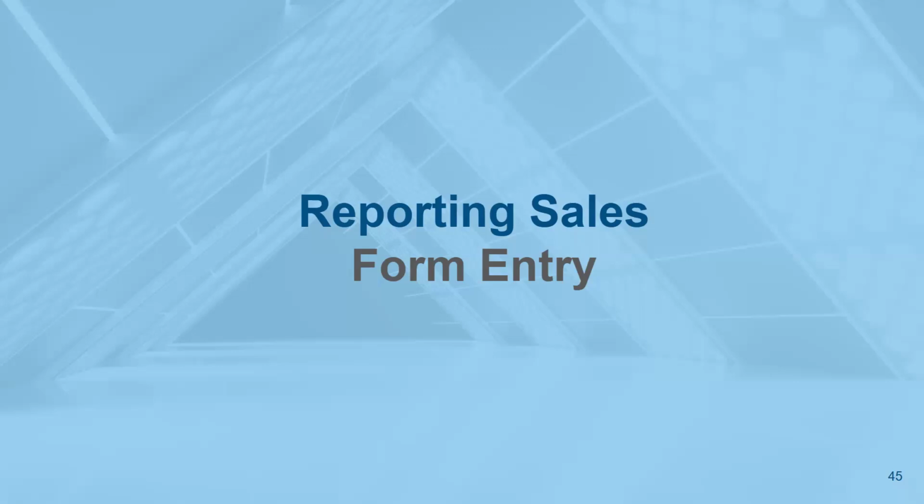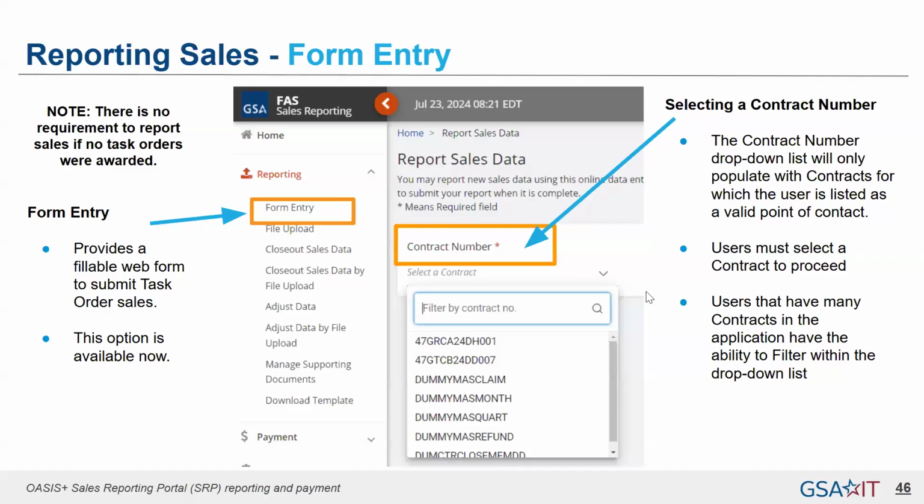So that's how OASIS Plus works, right? I made a little note here, just to be extra clear and bold. There's no reporting requirement if there's no task orders awarded, right? You'll note this in the system too. When you go through this process to try to report and you do the task order drop down and there's nothing to select, there's no reporting requirement. There's no task orders awarded, right? So that's kind of like a double check on yourself.